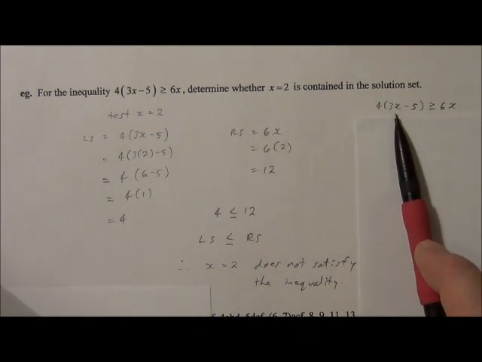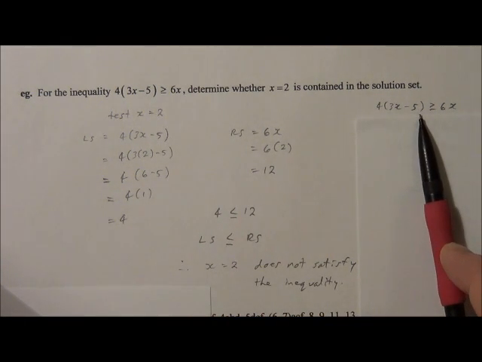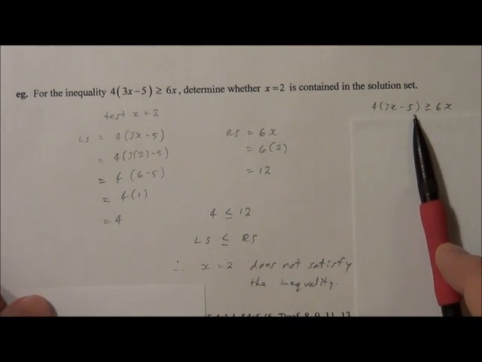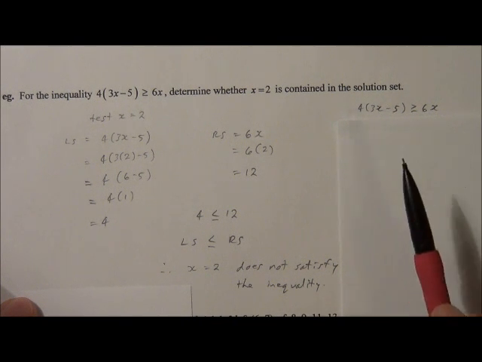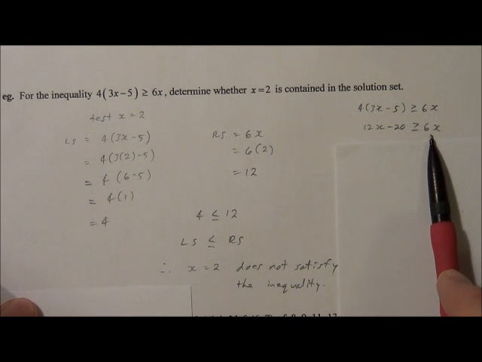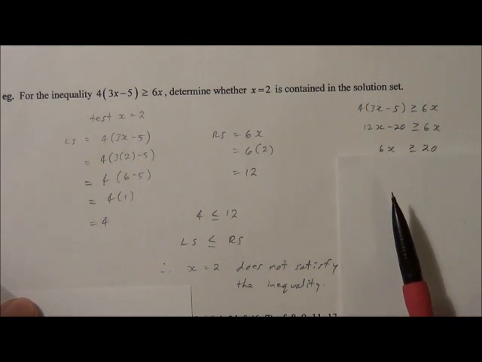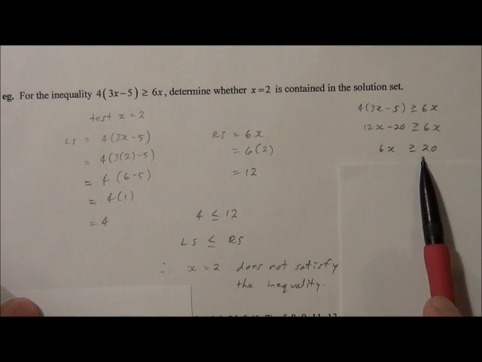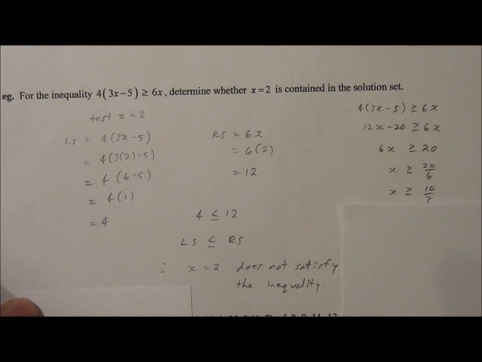So we've got this inequality here. I will expand through the brackets on the left. So you get 12x minus 20 greater than or equal to 6x. Subtract 6x from both sides, add 20 to both sides, so we're left with 6x greater than or equal to 20. And then I'll divide both sides by 6, and then simplify, so we get 10 thirds. 10 thirds is 3 and a third. So x is greater than or equal to 3 and a third.